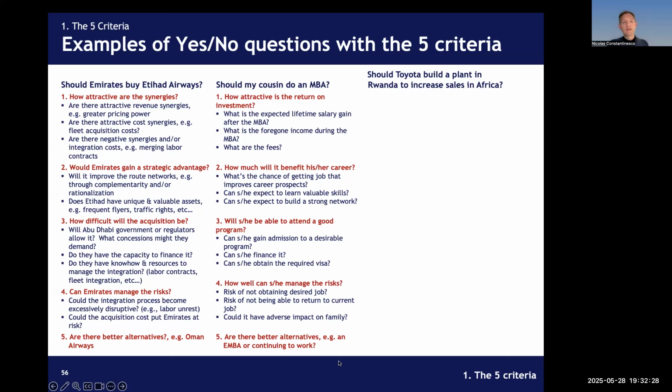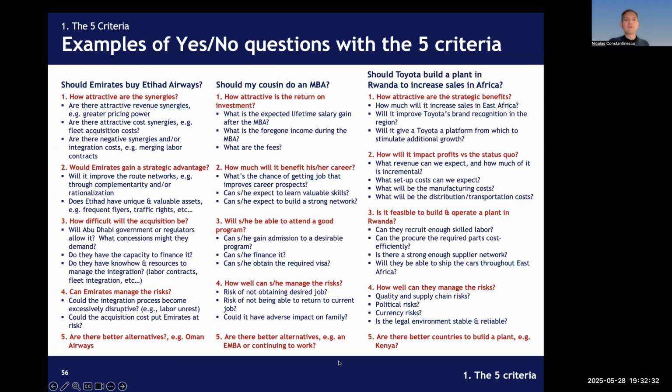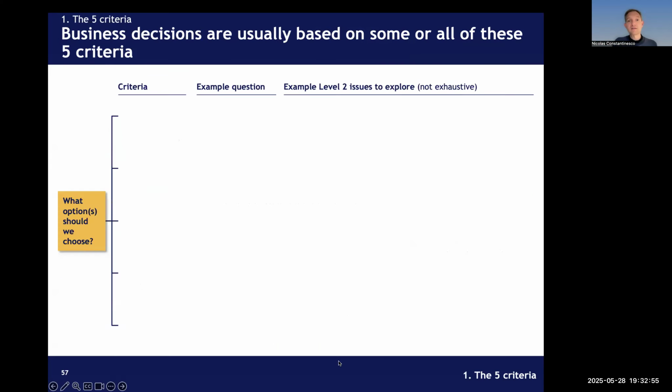So, and again, you would consider the alternatives. And same thing for Toyota in building their plant in Rwanda. So what I'm saying is that when we're invoking our criteria to evaluate an option, we all use the same criteria, the same buckets of criteria. And it's the same five big buckets in business, huh?